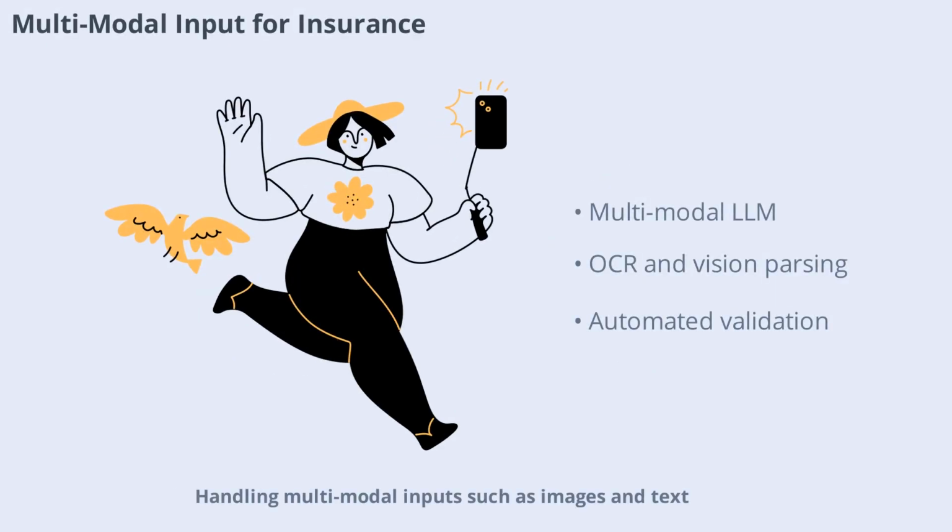Handling multimodal inputs such as images and text is increasingly important in automation, especially for insurance claims. The system routes raw input fields to a multimodal LLM like GPT-4o. Text describing the incident and photos of the damage are processed together. Text is extracted via OCR or vision parsing, structured into JSON, and matched against policy documents using RAG. The system then outputs an initial validation assessment, streamlining the claims process.